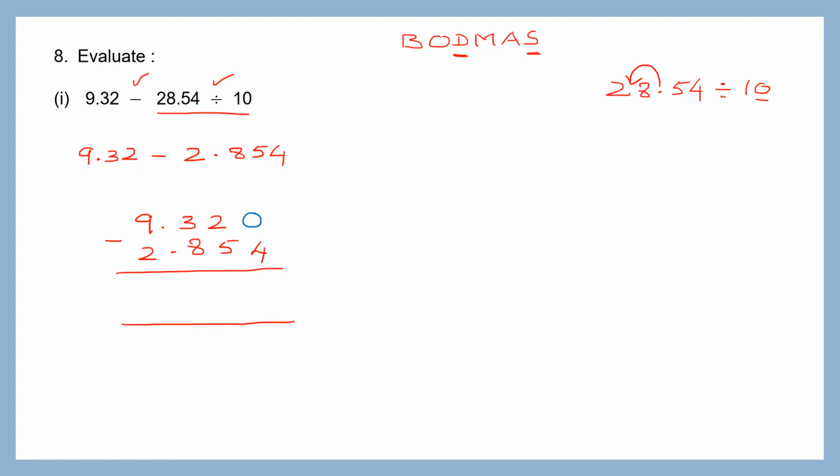Now 0 minus 4 I cannot do. I'm going to borrow from here. So this becomes 1 and this is 10. 10 minus 4 is 6. Again, 1 minus 5 I cannot do. I'm going to borrow. So this becomes 2 and this becomes 11. 11 minus 5 is 6. 2 minus 8, I need to borrow again. So this becomes 8 and this becomes 12. 12 minus 8 is 4. Put down the point in the same place and 8 minus 2 is 6. So the final answer to this question is 6.466.